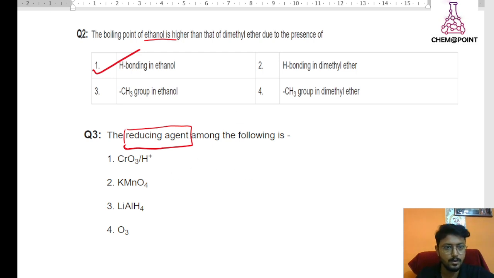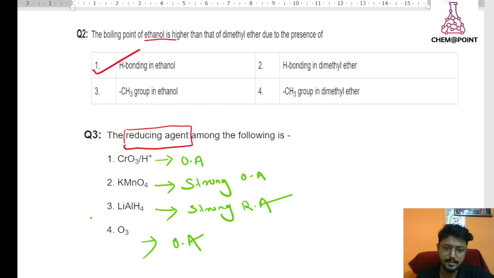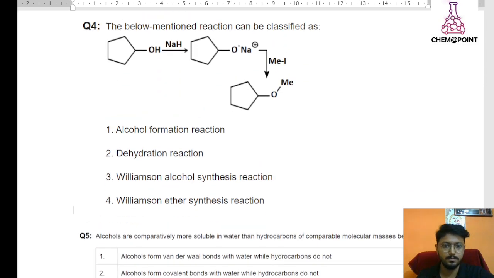Okay, so first is CrO3/H+, an oxidizing agent. Keep in mind, KMnO4 is a strong oxidizing agent. CrO3 is a mild oxidizing agent. Lithium aluminum hydride is a strong reducing agent. O3, ozone, is an oxidizing agent. Do you understand my point? The right answer is 3, lithium aluminum hydride.